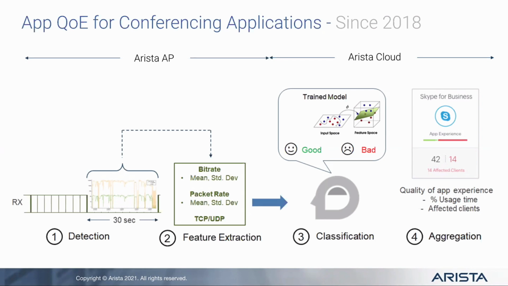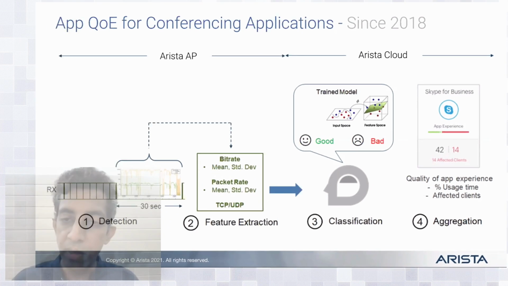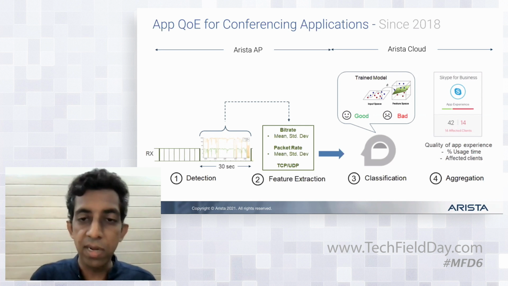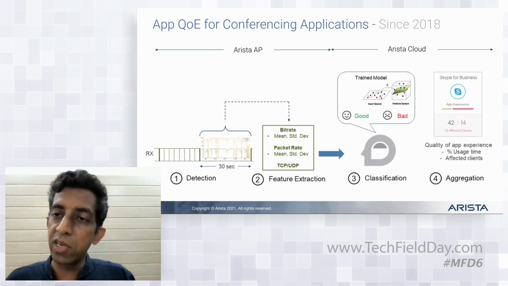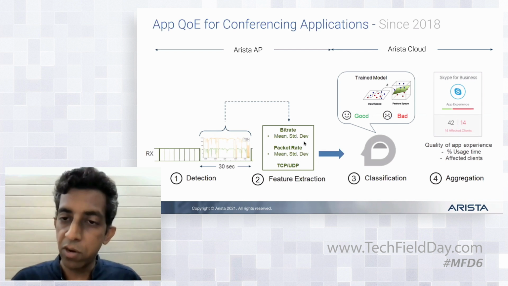As a recap, what we did there is we detected if a call is going on, and for every 30 seconds of the call, we extracted some network level parameters. Now, going to privacy, all calls are encrypted, like Zoom and any calls that you make these days. You cannot get access to the application data, but you do have access to the network layer parameters. So you extract those and send them to the Arista cloud, where pre-trained models classify this 30-second segment as good or bad. You then show that on the dashboard as application quality of experience for conferencing applications.